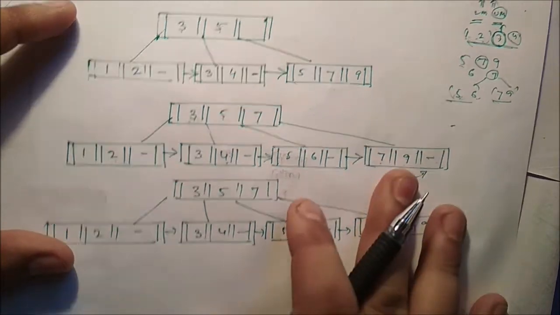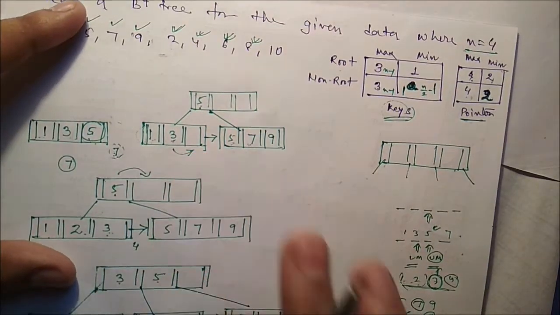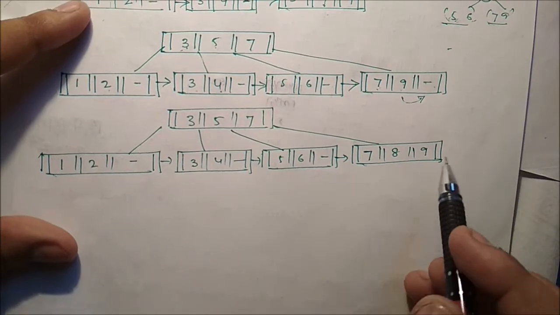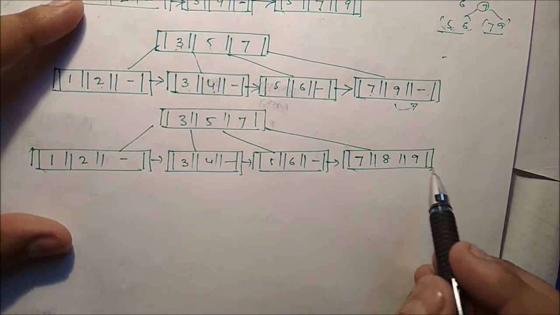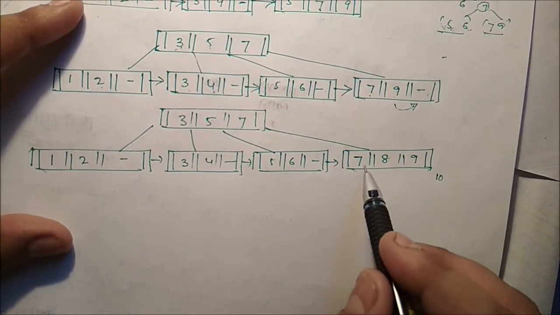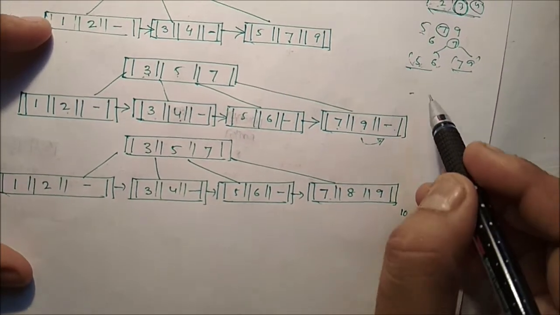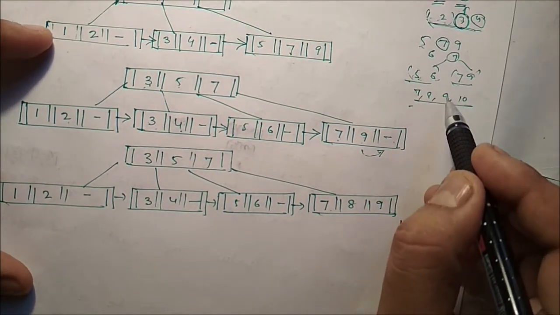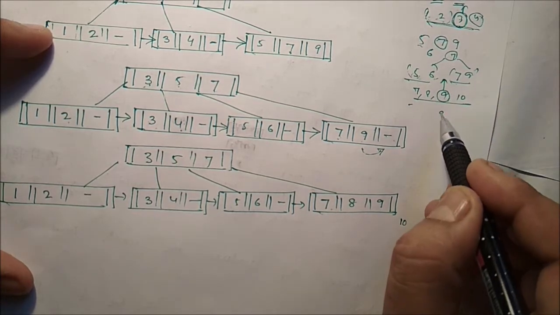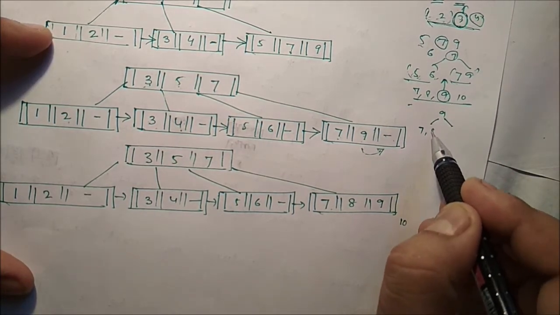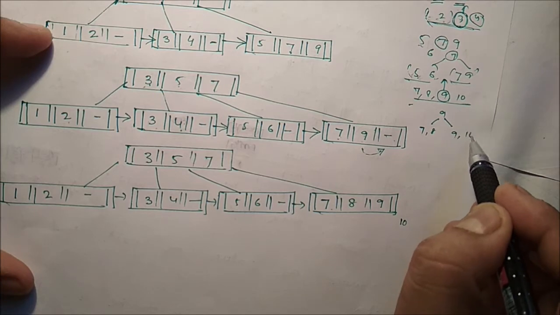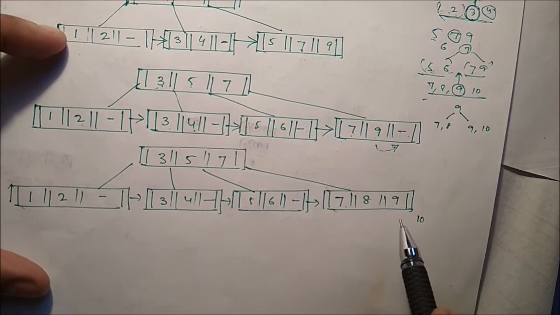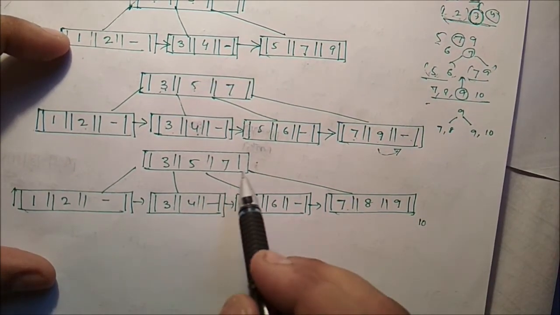Finally we have to insert 10. If you want to insert 10 here, we can insert it in this particular position: 7, 8, 9, 10. So the upper median is 9, and we have to move it upward. So 9 should be the root, and 7, 8 and 9, 10 will be the children. And if you move 9 here, we can see here it is also full.